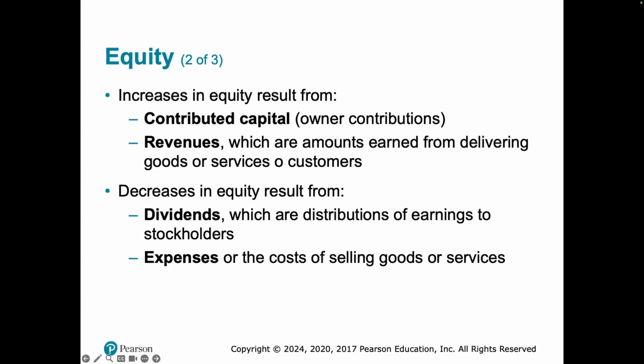Increases result from contributed capital. So there are two ways we can increase equity: we can sell more stocks and have more money come into the company, or we can generate revenues and keep our net profits, right? We can go out there, make a profit and keep those profits, or we can have people buy into our company and buy more shares. Decreases in equity result from dividends.